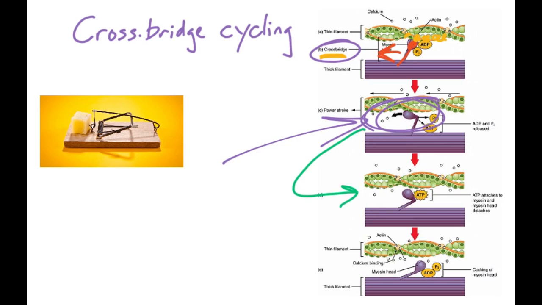These graphics are showing single heads of myosin binding to actin, but you want to picture hundreds and thousands of myosin heads along the length of the muscle, all binding to actin and all being unable to break. And that's what causes that initial stiffening of the muscle after death.